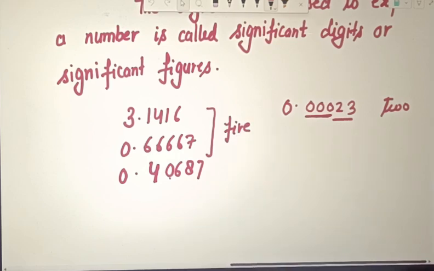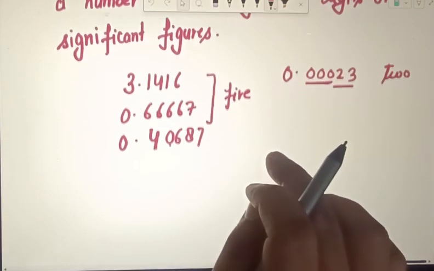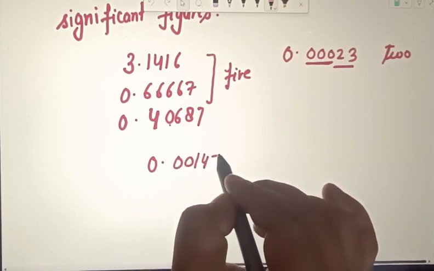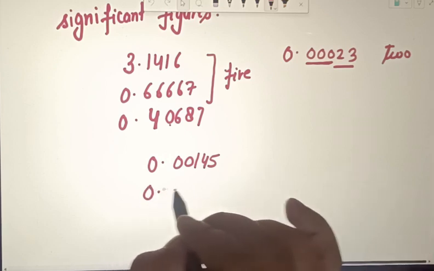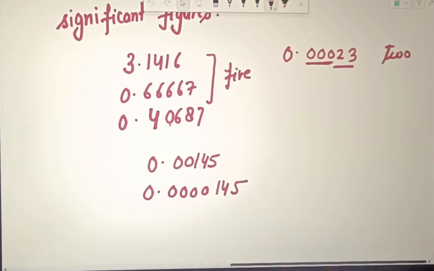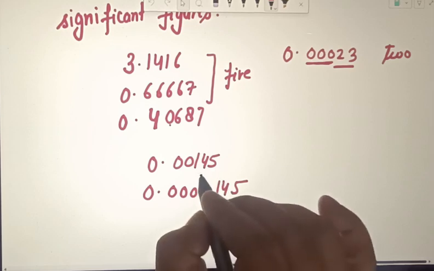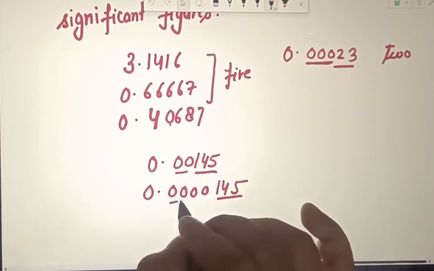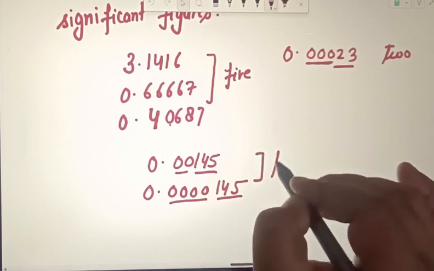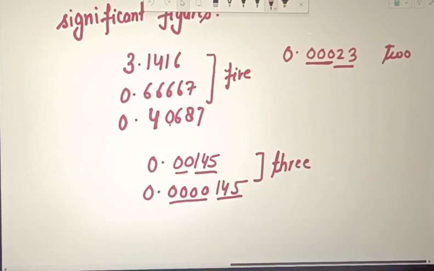Similarly, if we talk about 0.00145 and 0.0000145, all of these numbers have three significant digits only: 1, 4, 5, because these zeros play the role only of deciding the decimal position of the number. That's why three significant digits are involved, so it is very easy to decide the significant digits.